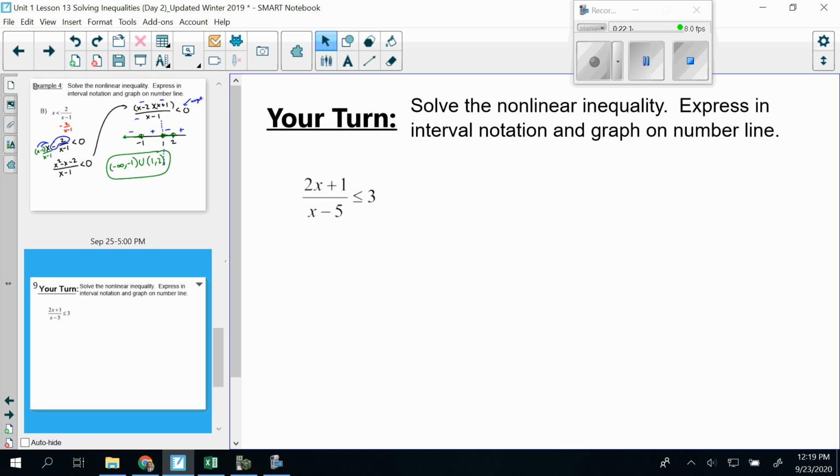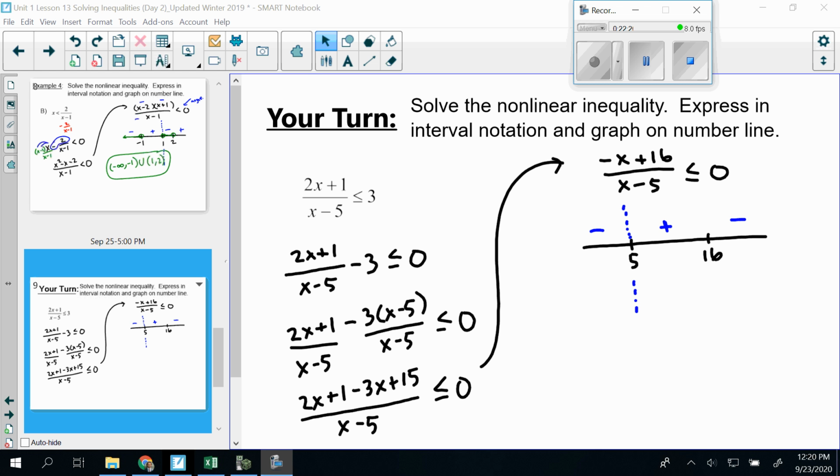Okay, last one. Let's have you try this one. So pause and see what you come up with. All right, let's see how you did.